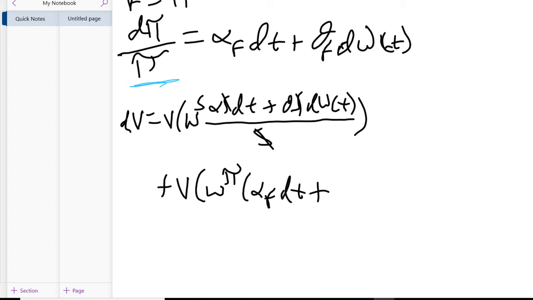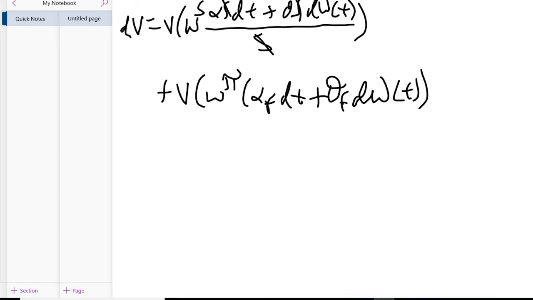dt plus sigma_f dW_t. Alright, so this will simplify to the following. dV equals V times... basically here we're simplifying and collecting dt and dW_t terms. So we have w_S times alpha plus w_pi times alpha_f dt.